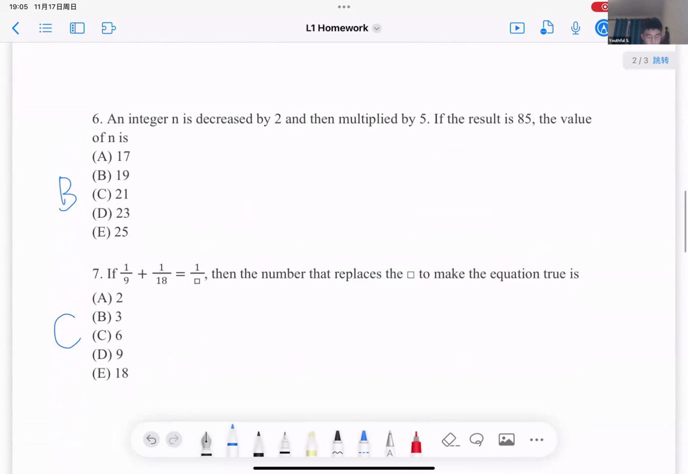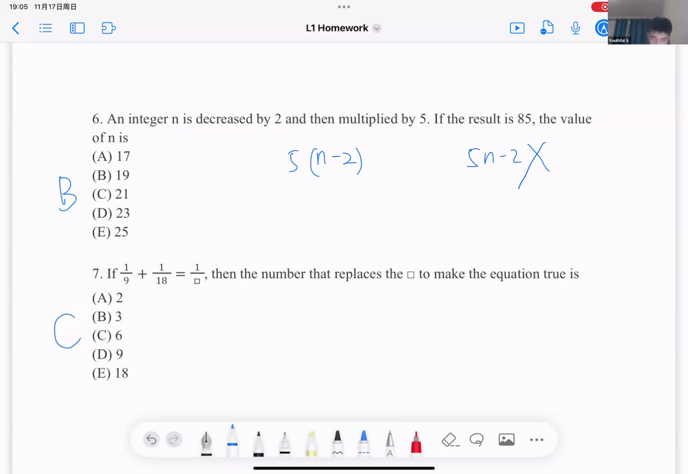Well, number 6. Integer n is decreased by 2 and then multiplied by 5. If the result is 85, the value of n is... So an integer n is decreased by 2 and then multiplied by 5. So it's not 5n minus 2. That's not right, because you have to decrease it by 2 first and then multiply it.